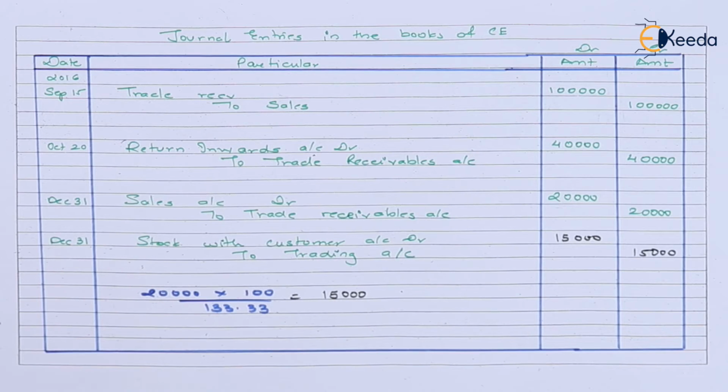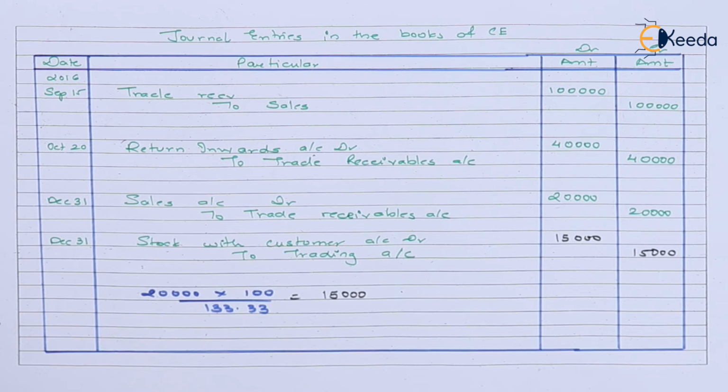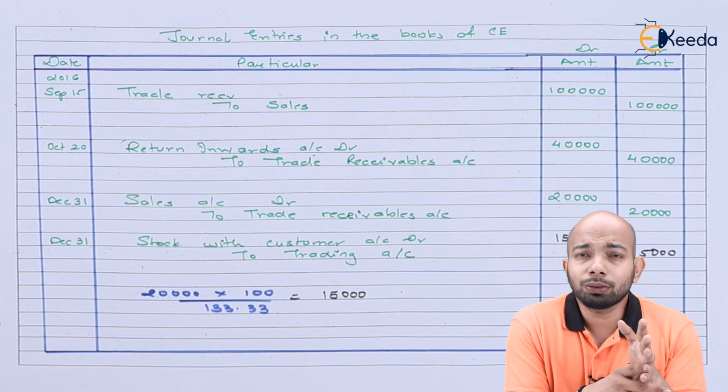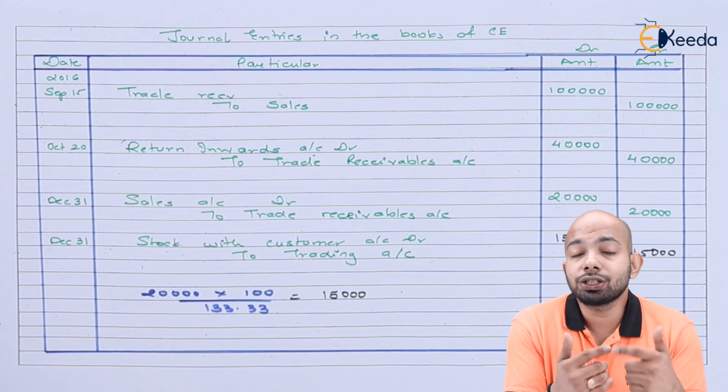So the exact cost of that stock which is lying with the customer is 15,000, but because we had sent it at a higher rate to the customer, it is showing in his account at 20,000. So this is what I wanted you to understand. Whenever the invoice price is higher than the cost price, you have to mention the cost price or the market price, whichever is lower. So this is how the journal entry problem is supposed to be solved. This is just a basic problem for your understanding, so that you're familiar with the kind of journal entries that we have to pass and the calculations that we have to do.